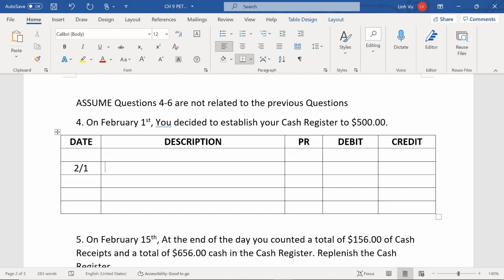The cash in register and our checking. Good, right? We need to put the cash in the register so we can start our sales for the day. And we're going to credit checking for $500.